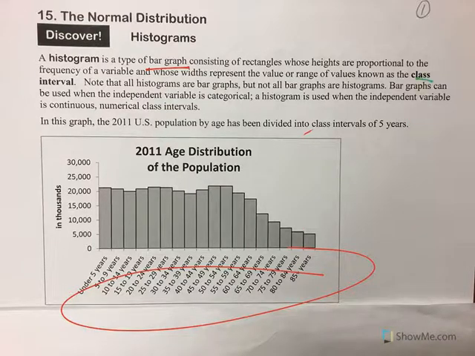Now, in this particular problem, we have class intervals. That just means this bar is under 5 years, it's the 0 to 5. This bar is 5 to 9. So if you're 6, 7, 8, or 9, you're all in that bar. So that's what class intervals mean. They just mean that you have more than one piece together here.